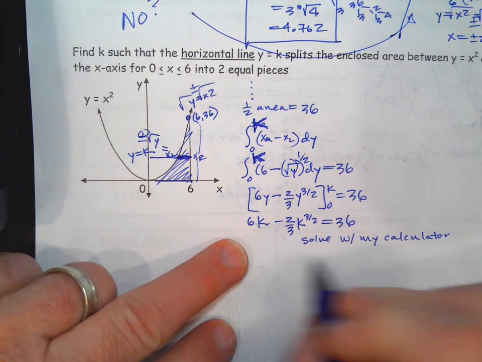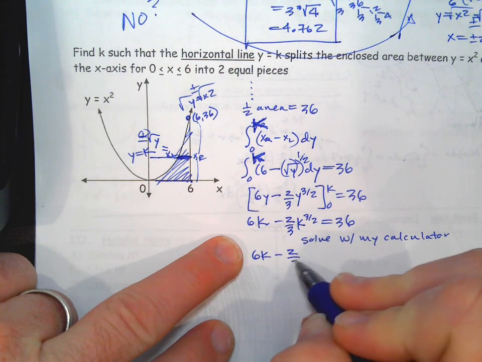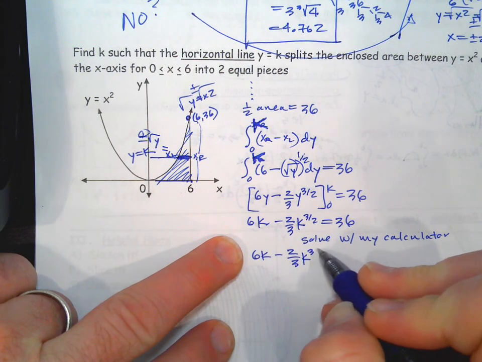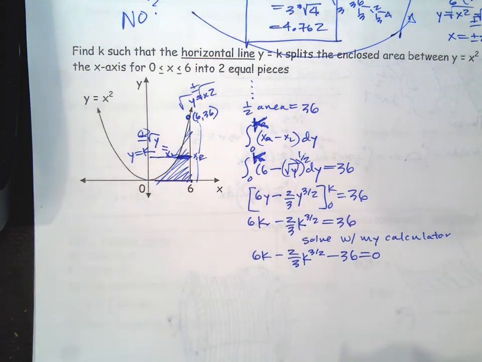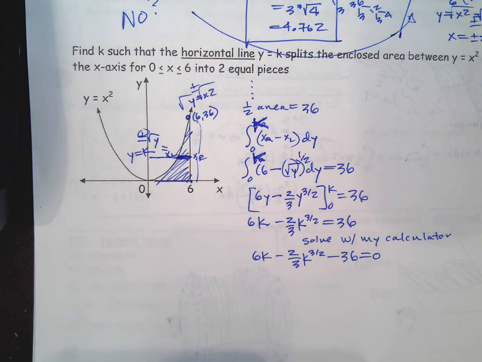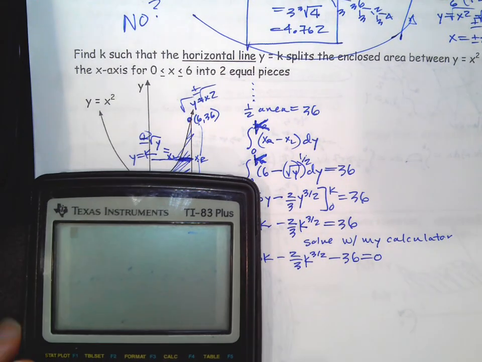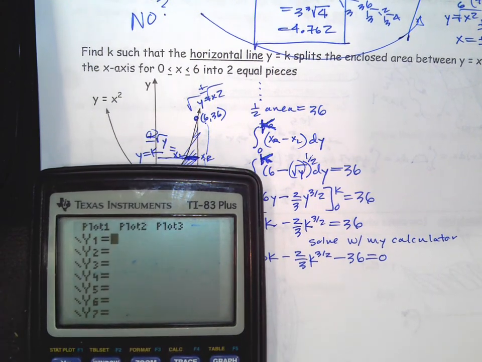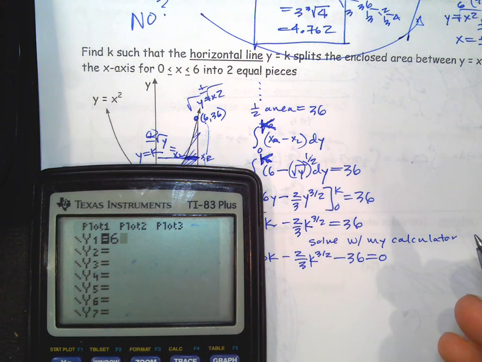The way I would do it is I'd move everything to one side, like I would if I were to do it by hand. Move everything to one side, equals 0. You don't have to, but it's going to make it easier. Everything on one side equals 0. And I'm going to put it into the Y menu. Now, these are K's, but we're just going to put X's.